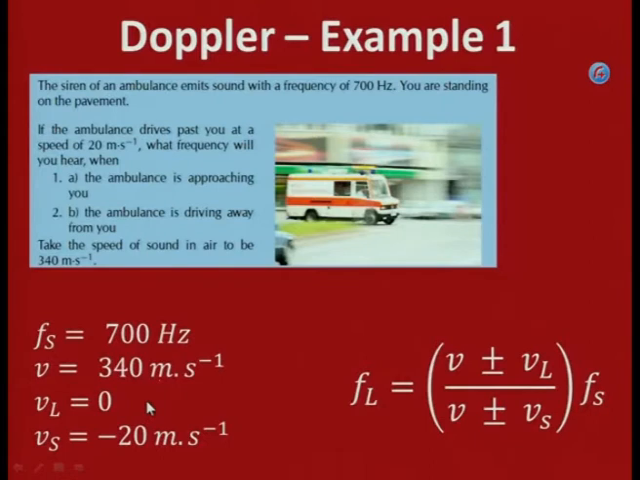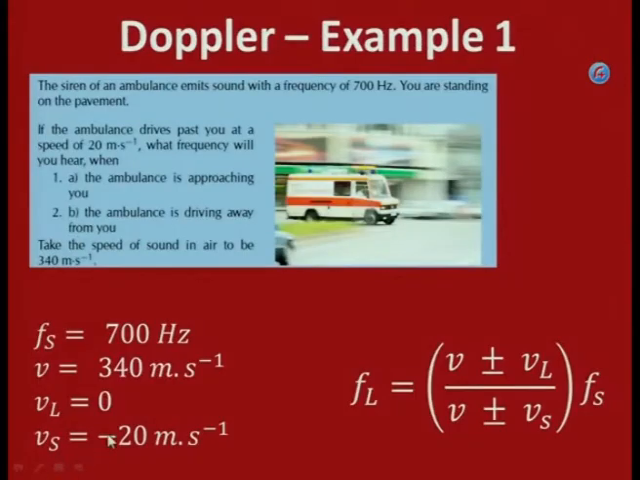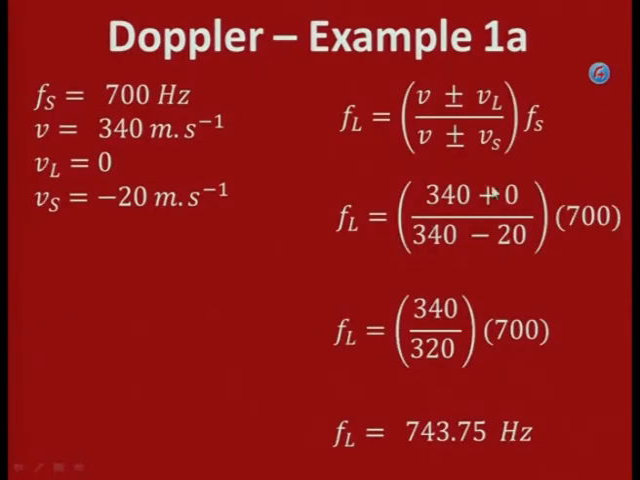You are standing on the pavement, so the speed of the listener is 0. The speed of the source is minus 20 meters per second because the ambulance is driving at 20 meters per second and it is approaching you. So if you look at the table, the source moves towards the listener, so Vs is negative. So now you insert it into your equation.